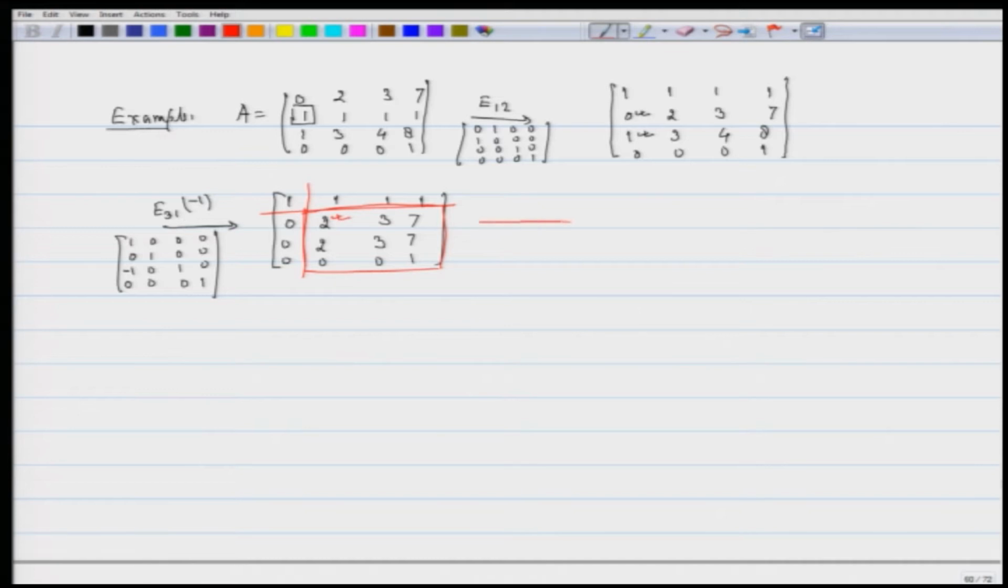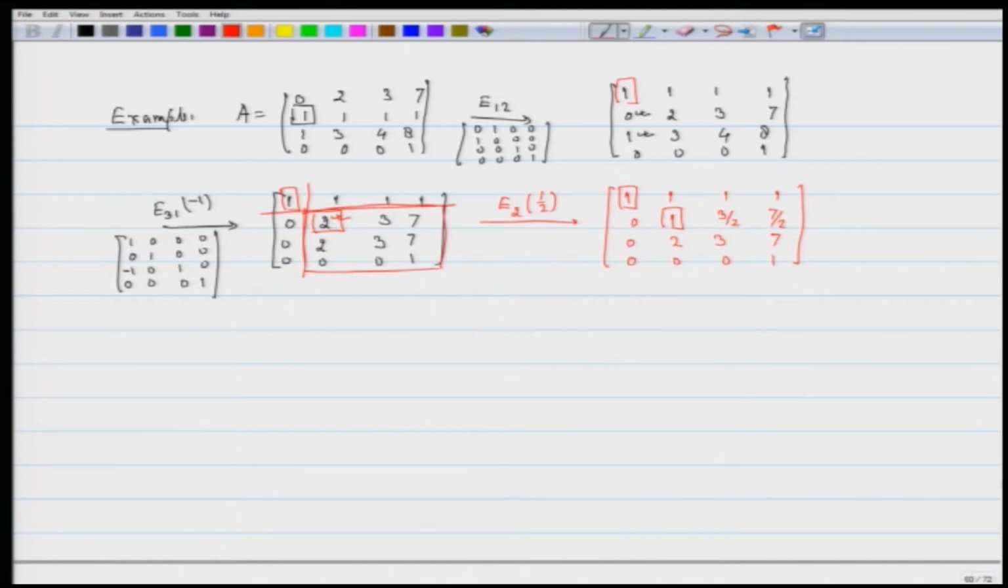All right. So, now we do the transformation, which is the second row being multiplied by 1 upon 2. So, what I get is 1 1 1 1, 0 1 3 by 2 7 by 2, 0 2 3 7, 0 0 0 1. Fine. At the next stage, oh, I forgot to write the pivots here. This is a pivot for me. This was the pivot. These are the 2 pivots that I have.